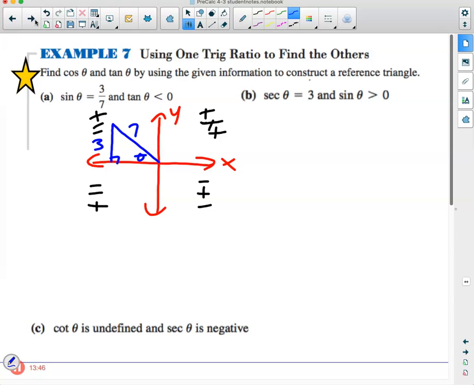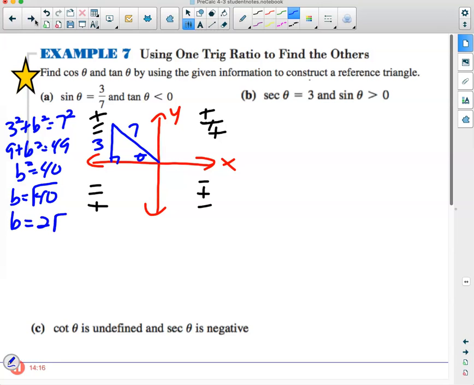Yeah, Pythagorean theorem. A squared plus b squared equals c squared. So I'll do 3 squared plus b squared equals 7 squared. And we'll be able to figure out what we should use for that missing side length. 9 plus b squared equals 49. B squared equals 40. B is the square root of 40. But we finally have one here that we can do a little bit of simplifying on because this can be separated into the square root of 4 and the square root of 10. So we'll get 2 square roots of 10.